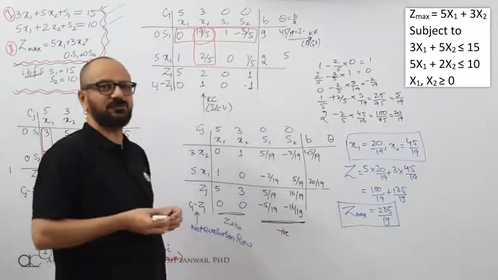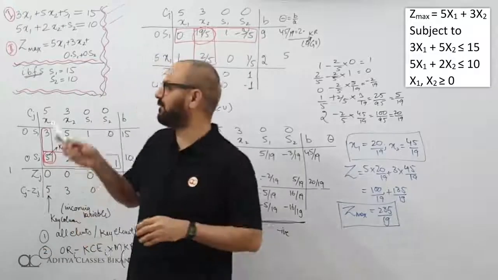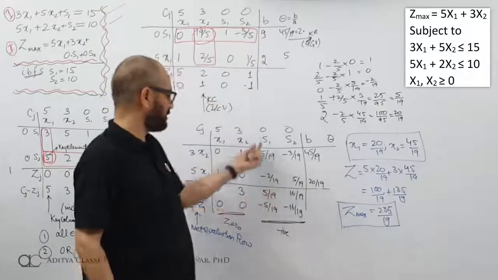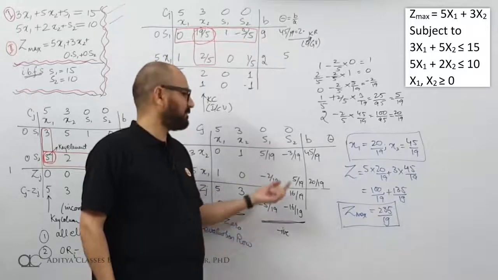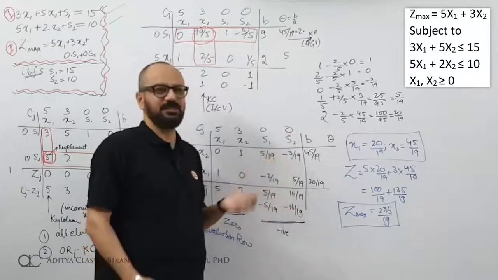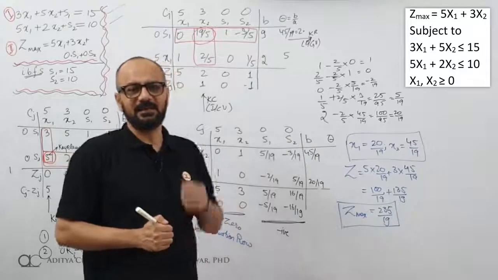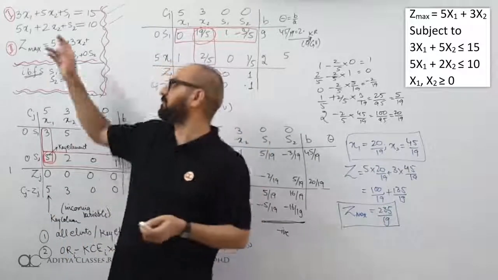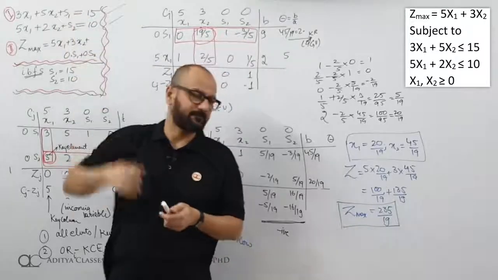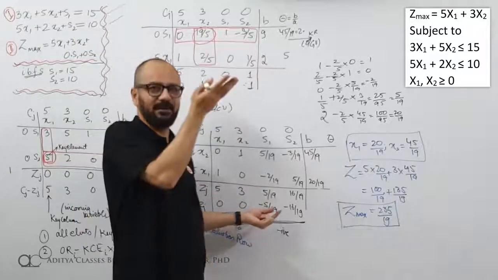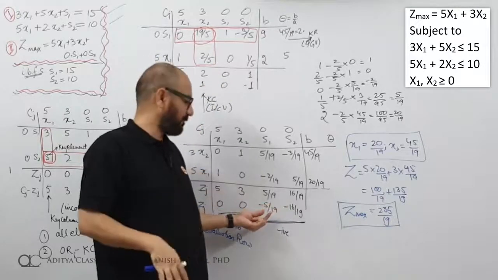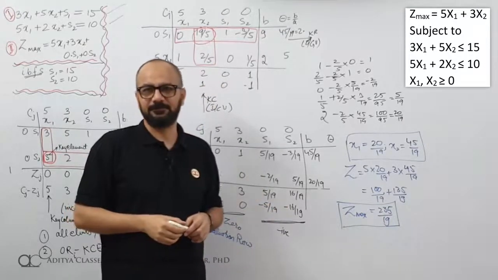And if someone talks of shadow prices, what will be the shadow prices for first constraint, second constraint? We can say that shadow price for first constraint would be 5 by 19, shadow price for second constraint would be 16 by 19. Thereby meaning that if I pump in one more unit of first constraint, my profit will go up by 5 by 19. While if I reduce 1 unit of first constraint, my profit will go down by 5 by 19.